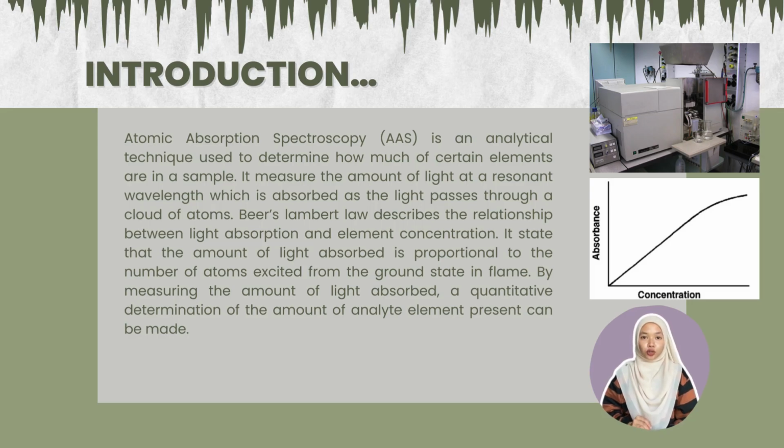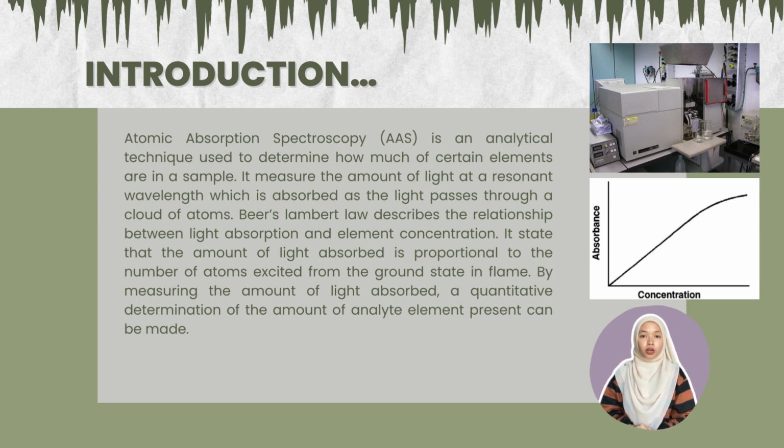Atomic absorption spectroscopy is an analytical technique used to determine how much certain elements are in a sample. It measures the amount of light at a resonant wavelength which is absorbed as the light passes through a cloud of atoms. As the number of atoms in the light path increases, the amount of light absorbed also increases. The Beer-Lambert law describes the relationship between the light absorption and element concentration.